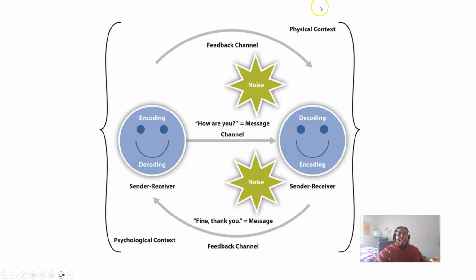Then we have the context, whether it be physiological or psychological. So, hey, what is the relationship between the two people? Are they speaking at the same time? Where are they speaking? Is it asynchronous or synchronous? Are they at the same place or are they at different places? So this box represents these situations or the context of the communication.